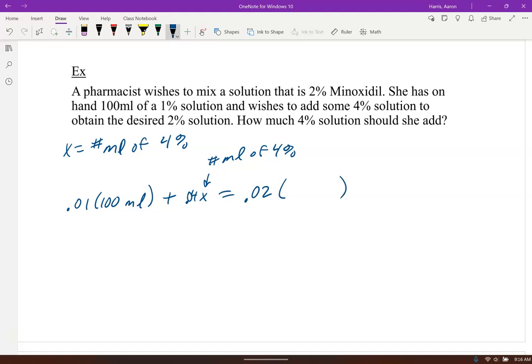Well, we already have the 100 milliliters, plus we're adding in X amount of the strong 4%, right? Because we're trying to end up with a 2% solution. So this is total, right here's our total milliliters. Between total milliliters, we already had the 100 and we're adding in X more amount. Does that make sense?